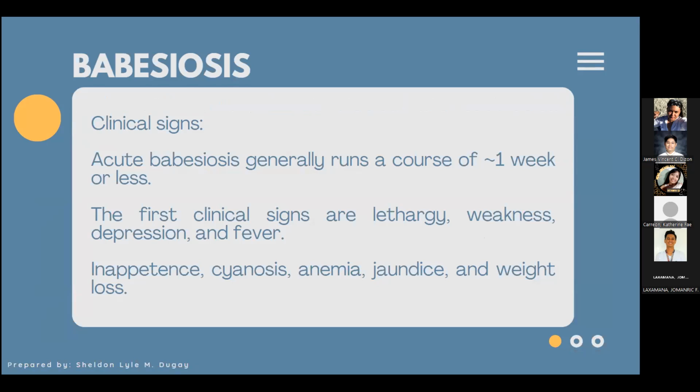Tapos kung magsi-CBC kayo, makikita nyo na sobrang baba ng RBC count, hematocrit, tsaka yung platelet. So kapag minsan nagkakaroon din ng epistaxis or nosebleed ang mga dogs due to severe infection ng babesiosis.